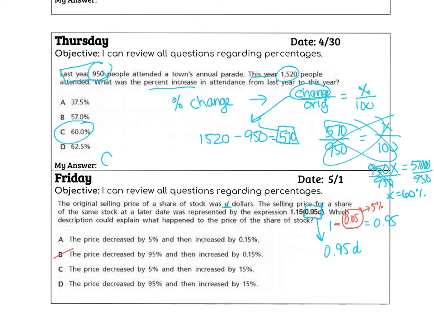So right away I'm going to cross off B and D. Then we have the 1.15. So since it's bigger than 1, we know we added 1. So 1 plus what gives me 1.15, and that is 0.15, and that as a percent is 15%. So because it's bigger than 1 and we added, it would be increasing by 15%, and that would give us letter C.